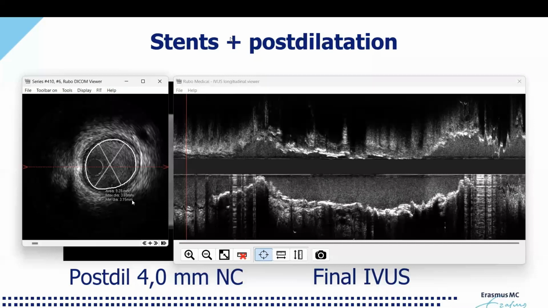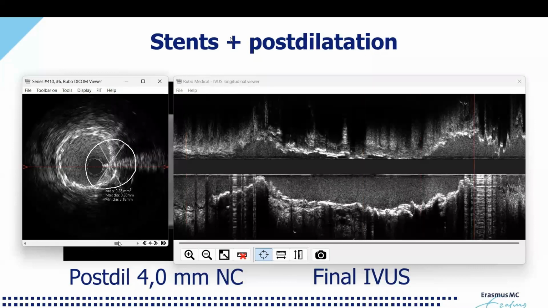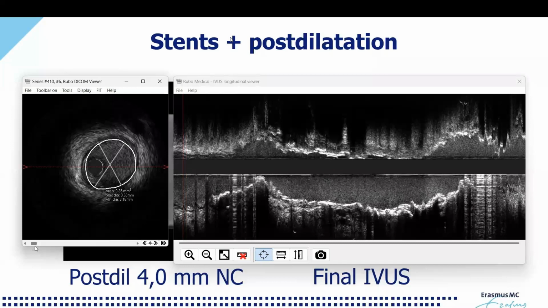Exactly. You do the same at the proximal side of the plaque, and the system will give you the length in between. And that's it. That's how you size your stent. And you see, you can even read it.